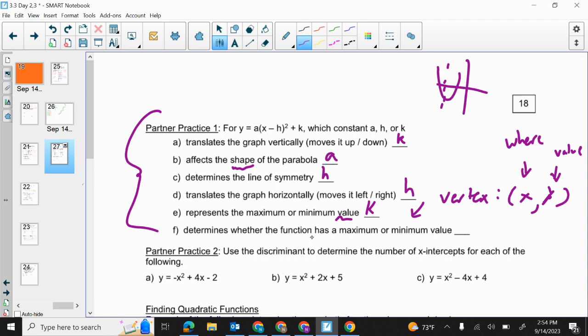And then what determines if it has a maximum or a minimum? Well, if it's pointed down, it has a max. If it's pointed up, it has a min. So what determines if it's a max or a min? That determines if it opens up or down, so that is determined by A. So that's partner practice.